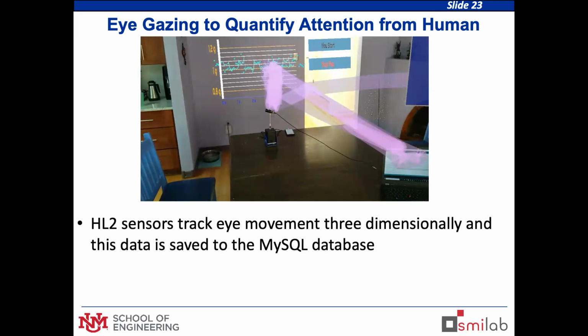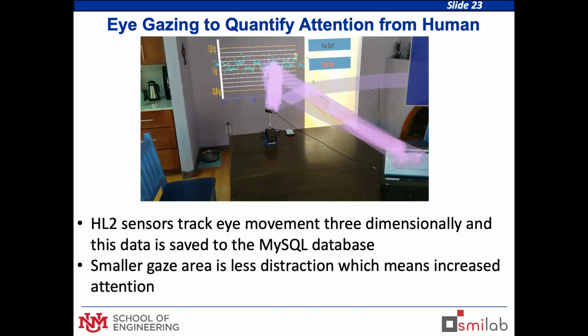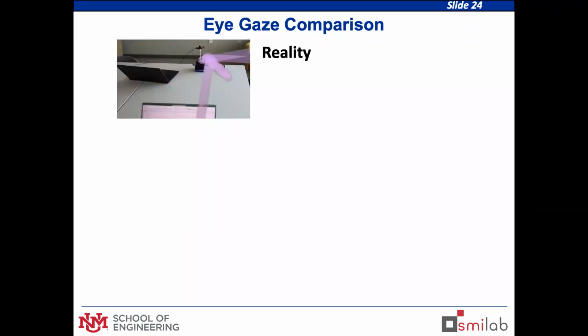So we have the MySQL database, and we have everything connected on our network. These are the 3 cases, reality, and this is the eye gazing you can see there. We look into area. We could also look into velocity, but I'm not going to talk about that today.